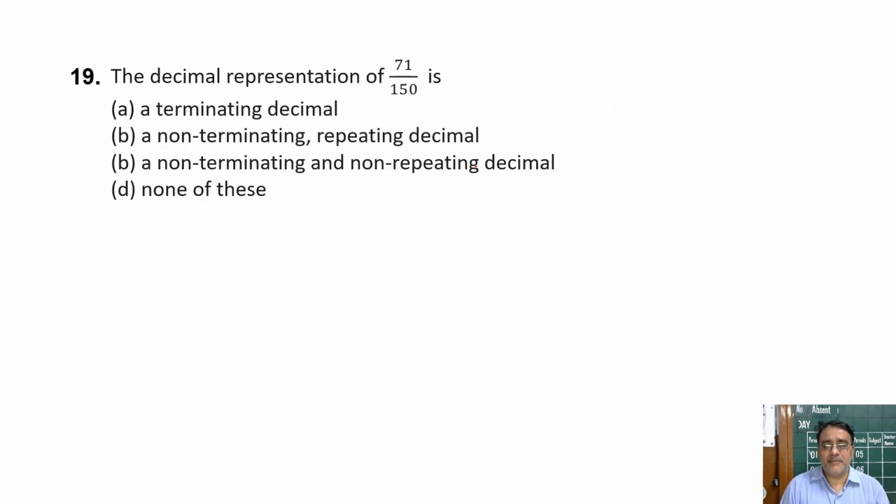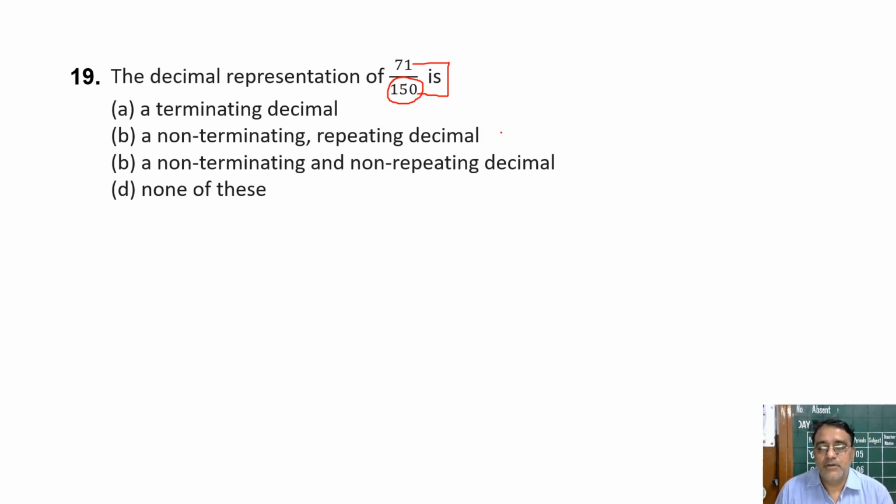The decimal representation of 71 upon 150 is. तो हम लोग को क्या करना पड़ेगा? पहले इसका डिनोमिनेटर का फैक्टराइजेशन करना पड़ेगा. First of all, we have to check whether this is in simplest form. 71 और 150 में कोई भी common factor नहीं है. So that means we can go for the factorization of the denominator. 150, 15 into 10.